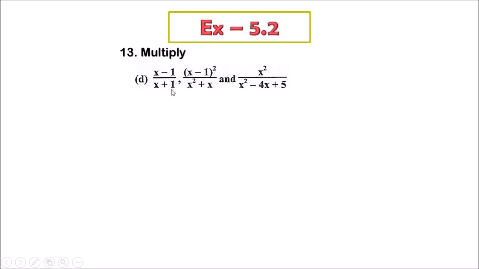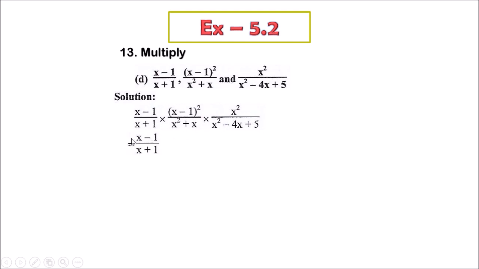The first one is x minus 1 by x plus 1, then x minus 1 whole square by x square plus x, and x square by x square minus 4x plus 5. For the solution, we just write the same things with a multiplication sign: the first fraction, multiplication, the second fraction, and multiplication, the third fraction. So we have to find the product. So what do we have to do?